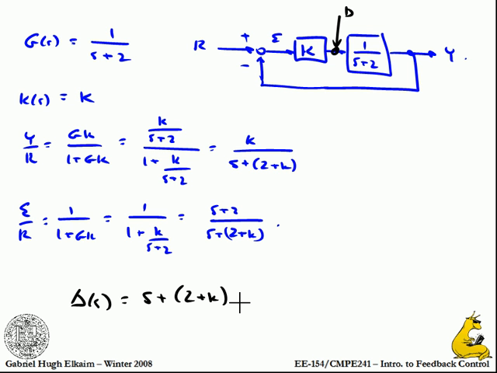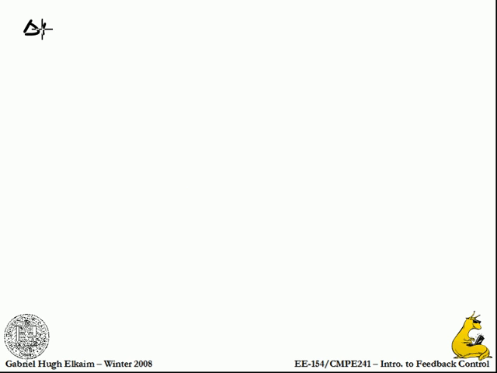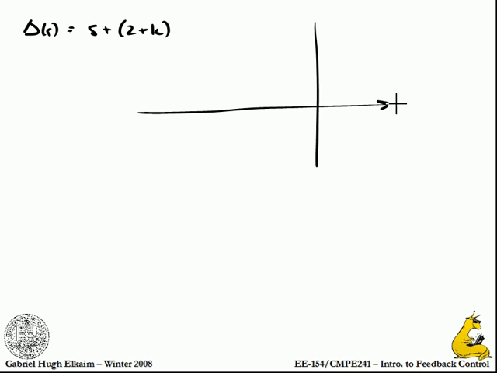Now, if I take the roots of my denominator and I want to plot them as a function of my gain K. So here's the real axis. Here's the j omega axis. So when K is 0, where does the root start? -2, right? So I'm going to start with my root at -2. Okay? When K is 1, where has this gone? -3, right? So this is the point where K equals 1.